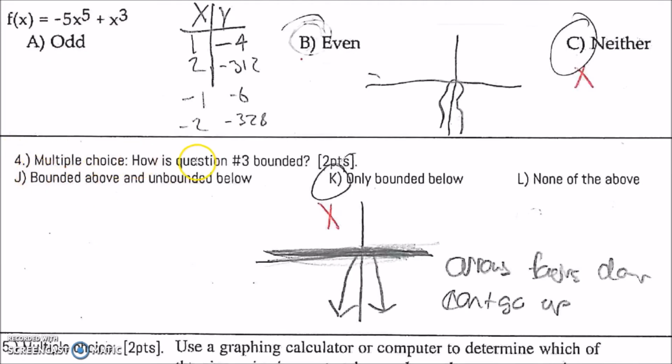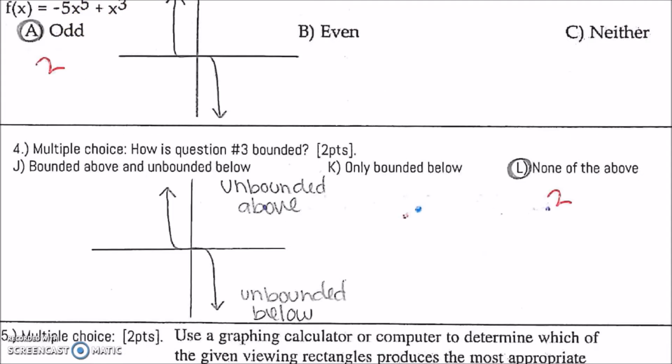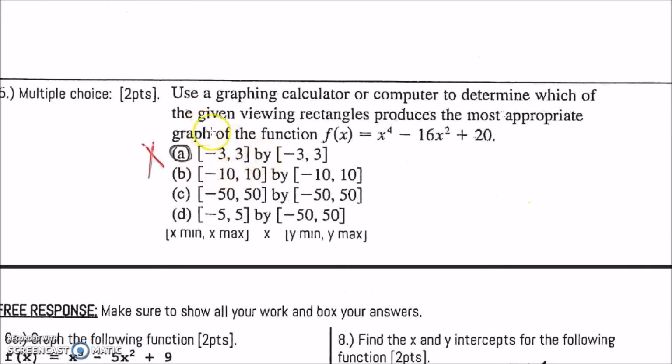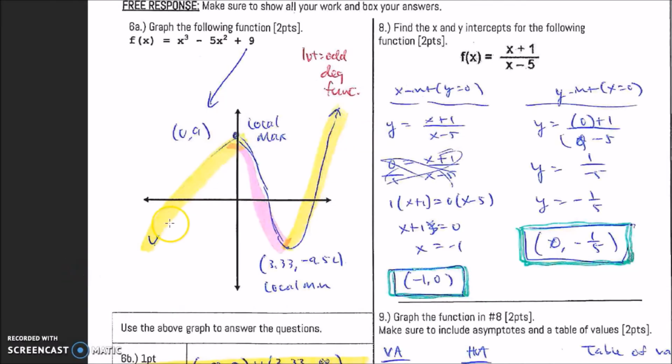Alright, for question number 4, how is question number 3 bounded? This is an odd degree function. So it's like a linear, which means that they're going in different directions. In this case, you'll start up and down. This one has 2 different arrows, so they could have just used their graphing calculator to put that in and get a visual. This student drew the graph and then wrote unbounded above and unbounded below, so the correct answer is L. The student here could have just graphed it and then changed the windows to see which of these four would have given the best.